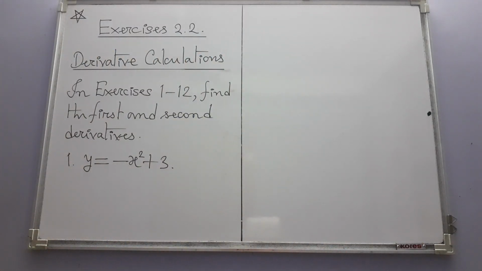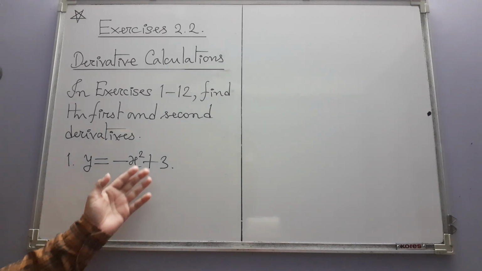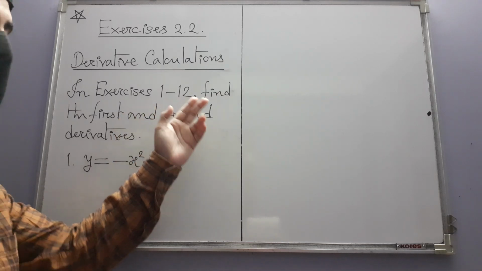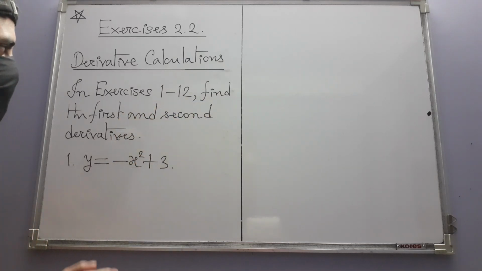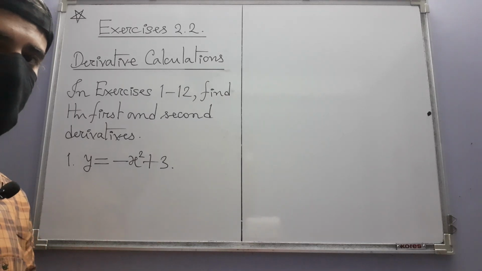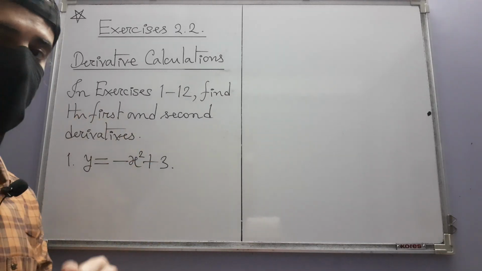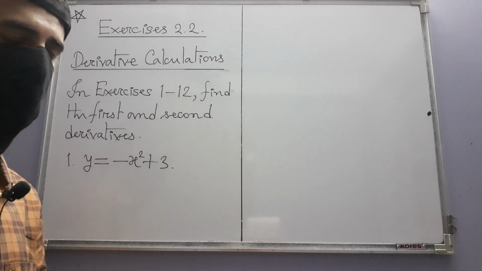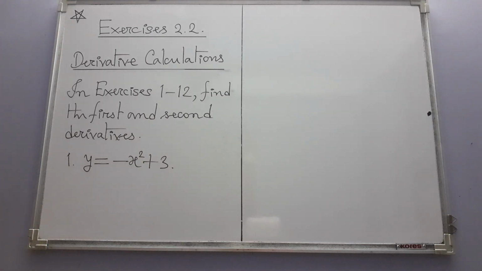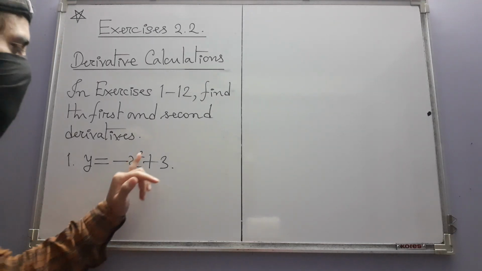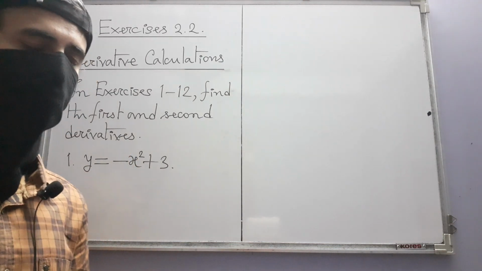Okay, so let's see what this exercise set has for us. Here, of course, we are going to today see the first 12. And here, functions will be given, and for them we have to calculate the first derivative and second derivative, both. So the first one is this, y equals minus x squared plus 3.